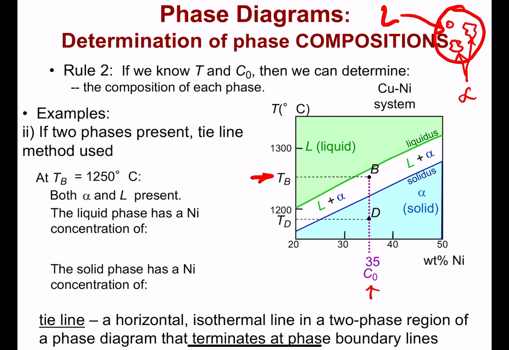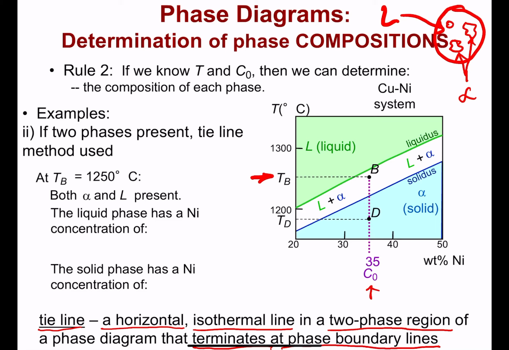So to do this, we are going to apply a tie line. A tie line is a horizontal isothermal line, so it's going to be parallel to the x-axis, and it's going to be in a two-phase region, and it will terminate once we reach a phase boundary line.